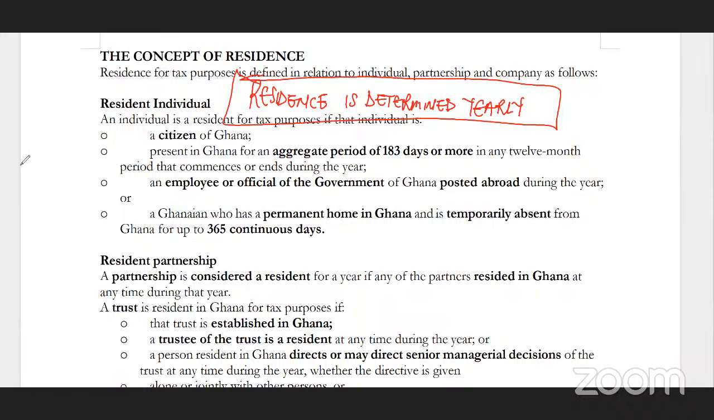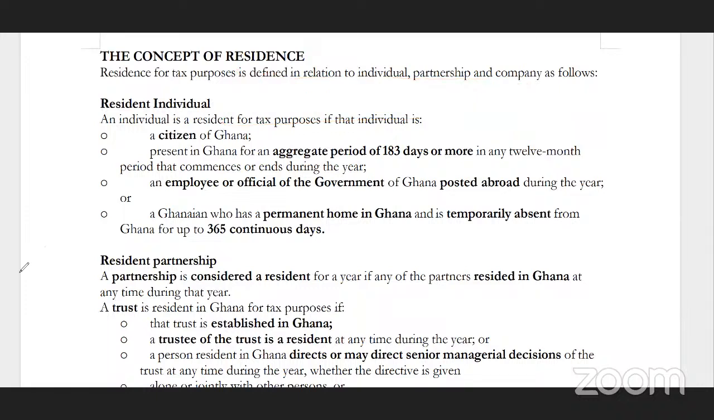Yes. So we have to look at residence for every kind of person. So we are saying that residence for tax purposes is defined in relation to individual, partnership, and a company as follows. Now, a resident individual is an individual who is a resident. And how does an individual become resident? Automatically, when you are a citizen of Ghana, you are a resident. But then there are some caveats to citizens. So there are two caveats, okay?